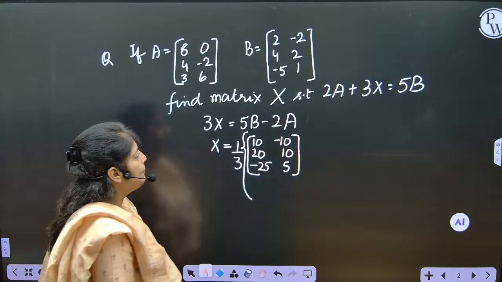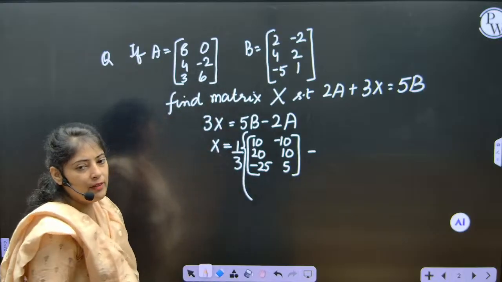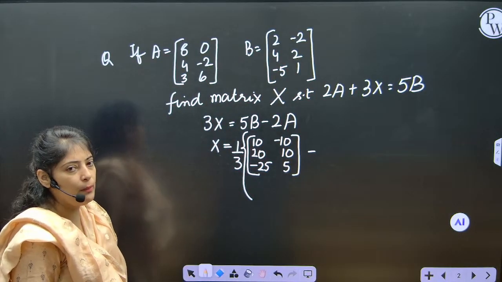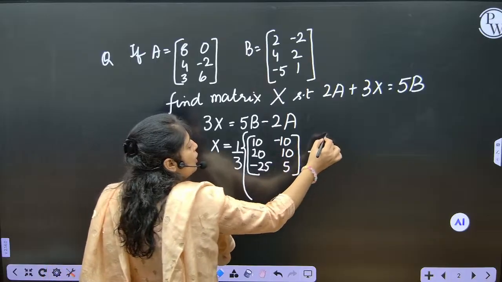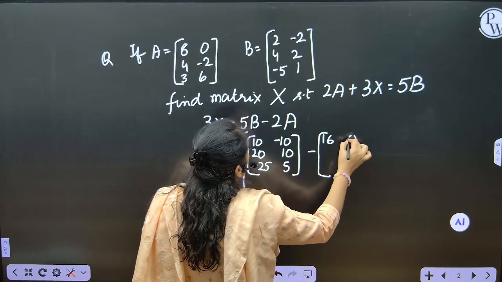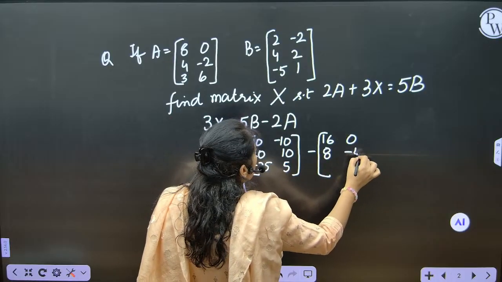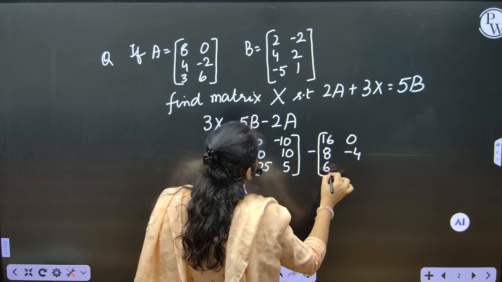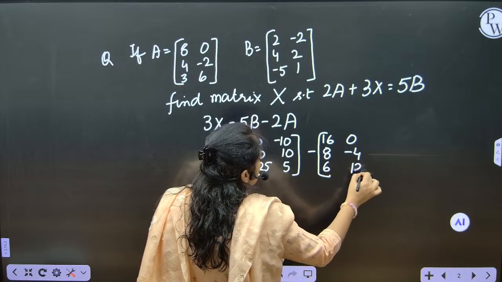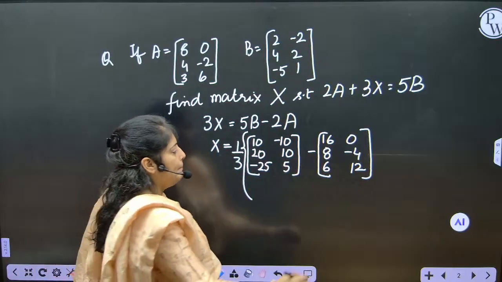Minus of 2 times A. Whatever the matrix is there, we'll multiply it with 2. 8 2s are 16, 2 zeros are 0, 2 4s are 8, 2 2s, 2 3s are 6, 2 6s are 12.